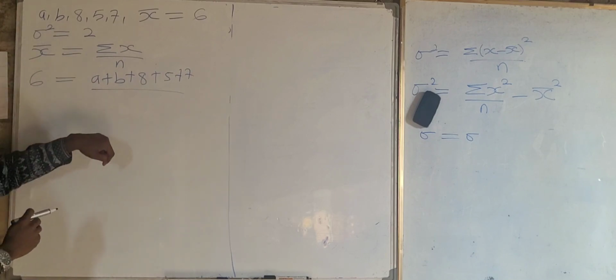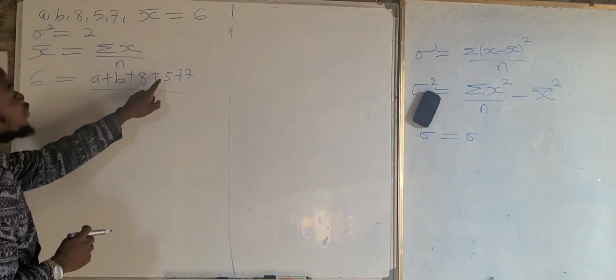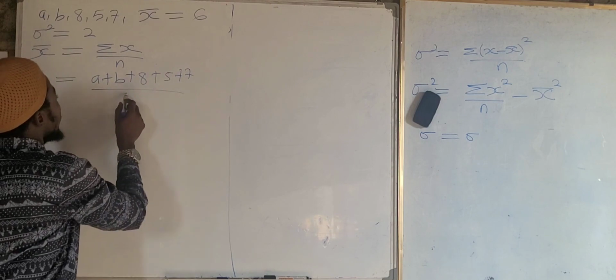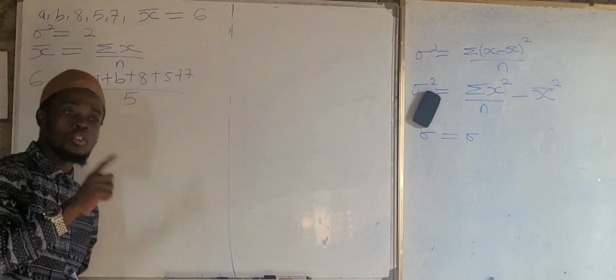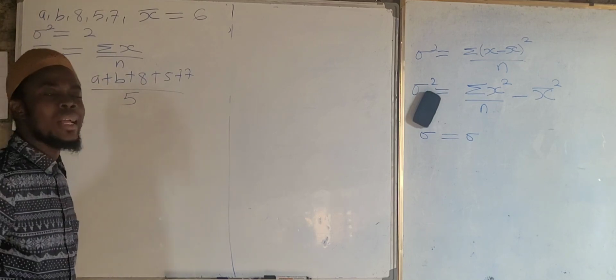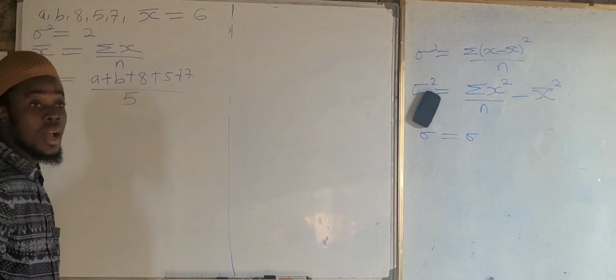Now, how many values do we have here? 1, 2, 3, 4, and 5. So we say all over what? 5. Because the mean is what? It is the sum of all events, right? Yes, sir. And we divide by what? By the total number of events, right?